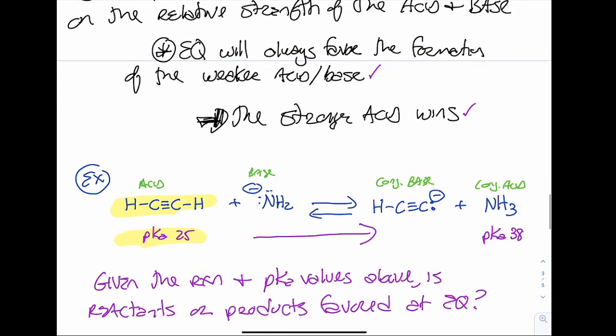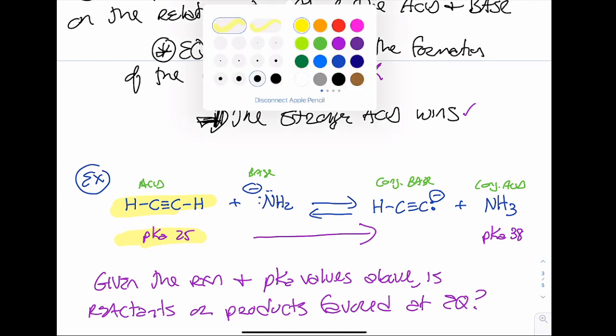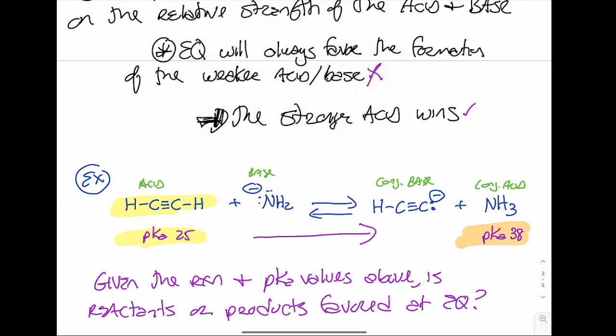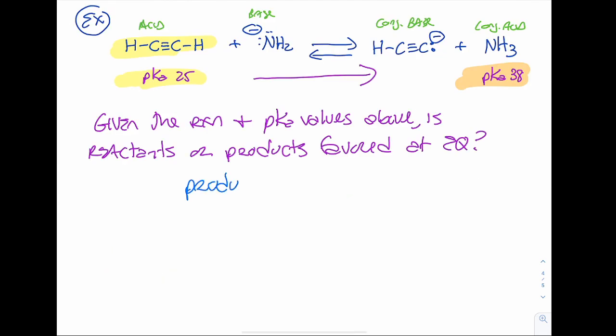If you want to use our first one right here, it favors the formation of the weaker. This one, let's use a different color, is my weaker acid. So again, it's going to favor the formation of that. So it's going to go towards products. So products is our answer, right? Products are going to be favored. And again, your explanation could be either one, right? This is my stronger acid.